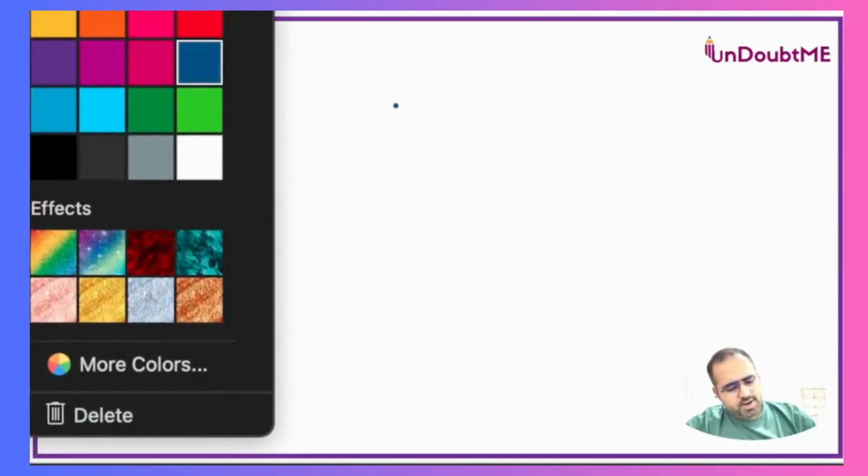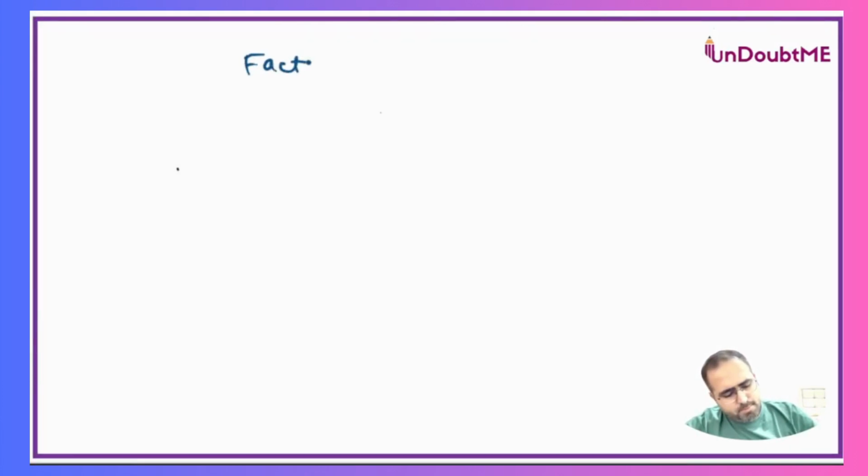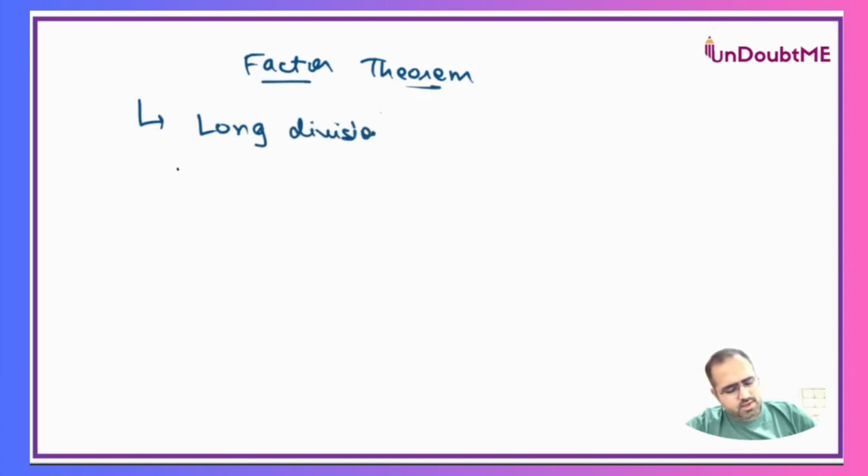So what is a factor theorem? Let us start with that. Factor theorem is generally used in long division. Okay, this is a utility. And when we are doing long division, it involves some polynomial. So let the polynomial be p(x).